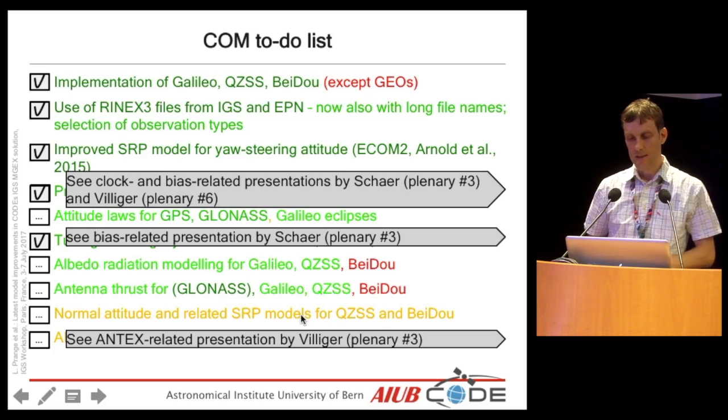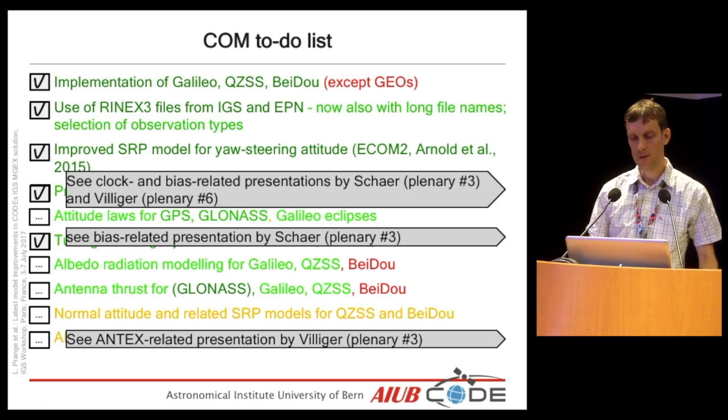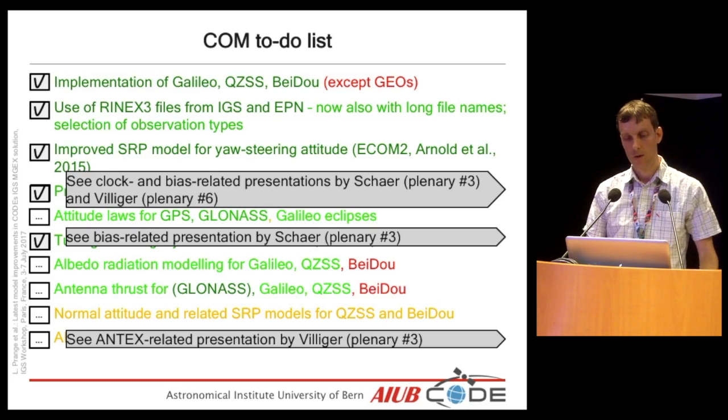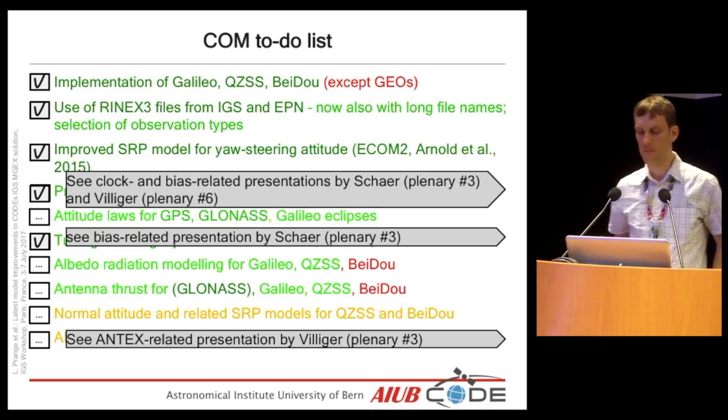And as I said, we merged our NGEX processing into the normal IGS routine, so we can now work in parallel on different frontiers. And I want to refer to the talks of my colleagues Stefan Schaer and Arturo Villiger, who show also improvements related to the new bias implementation at CODE, and also improvements in the clock solution and discussion about the antenna model.